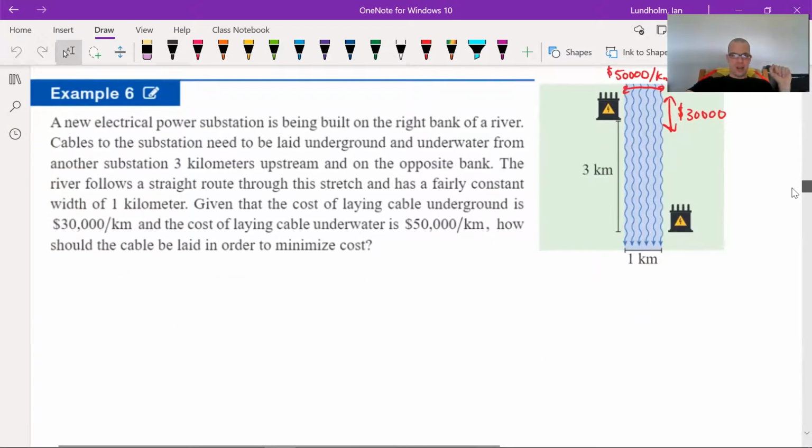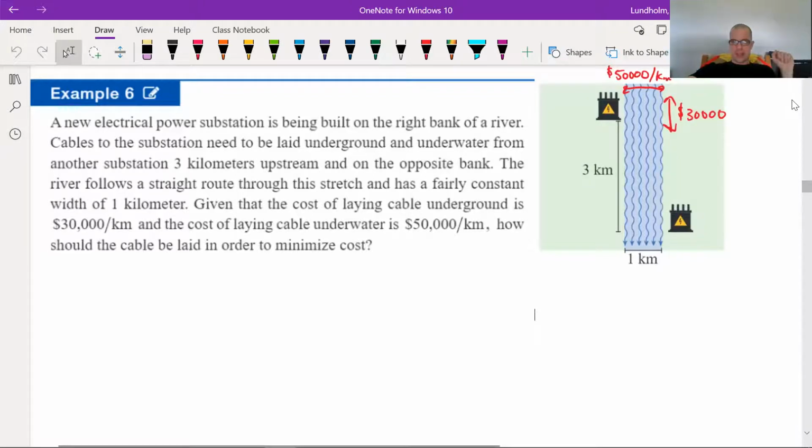This is where we're gonna have to do some thinking. It's actually an application where we are gonna help this electrical company link their 2 substations together in an efficient means. I love being efficient. Okay, so cables between these 2 substations need to be laid underground and underwater, because they're going to need to go across a river that's about 1 kilometer wide, and the distance along the ground between the substations is about 3 kilometers.